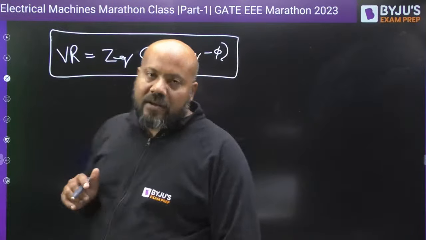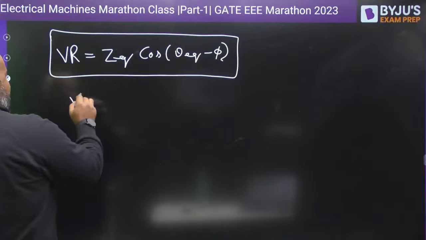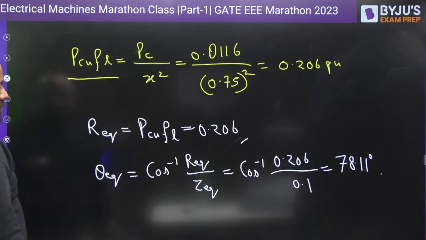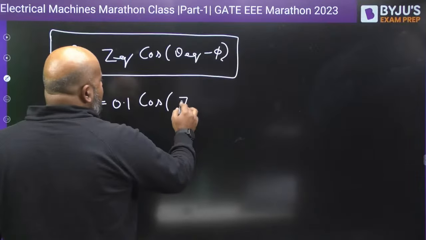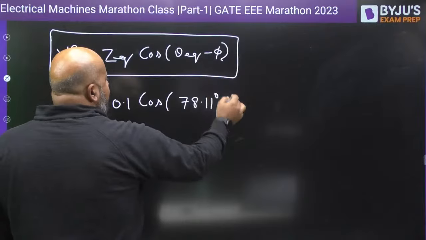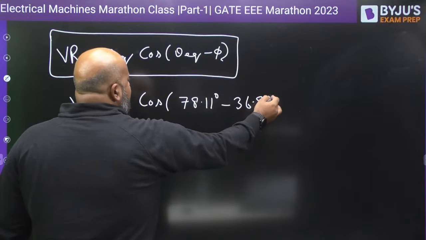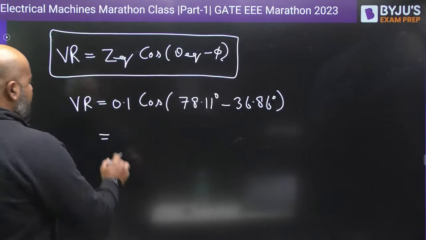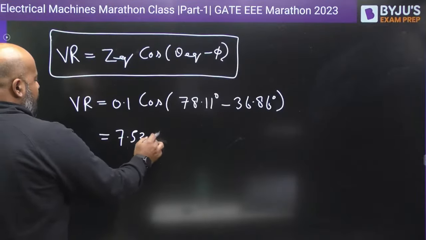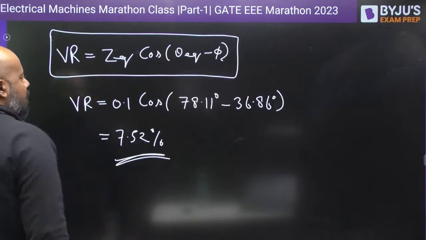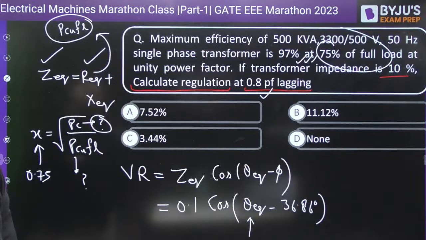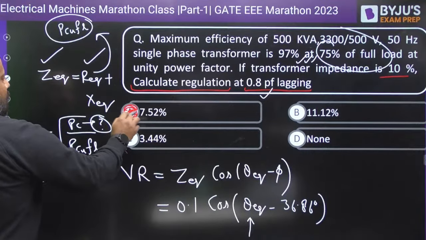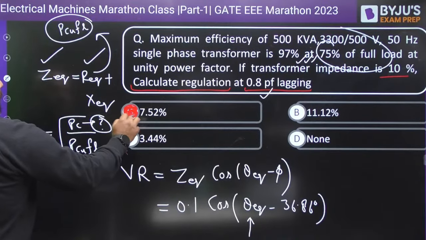So Z equivalent is 10%, so it is 0.1. Cos of, what is theta equivalent? Just now you have solved, 78.11. And what is phi? 36.86. So if you solve this, somewhere around 7.52% you must be getting as the voltage regulation. So A is the correct option.